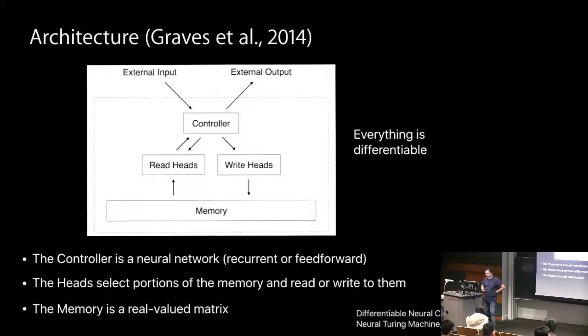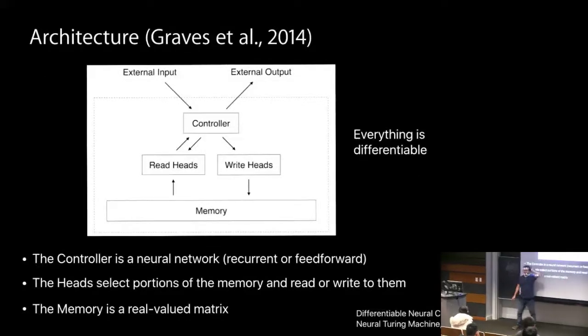Right, so let me tell you how these things are implemented. And it's actually pretty easy. Yes, question? So when is the memory accessed? So the controller decides what to access from the memory. How does it decide? Oh, I'm going to show you. I'm going to show you how these operations work right now.